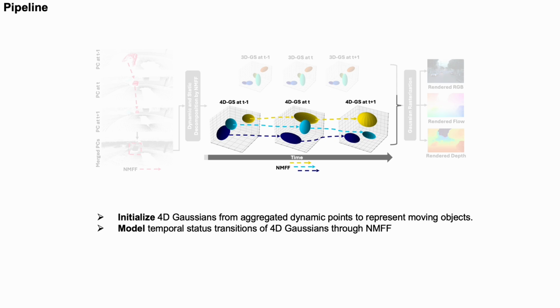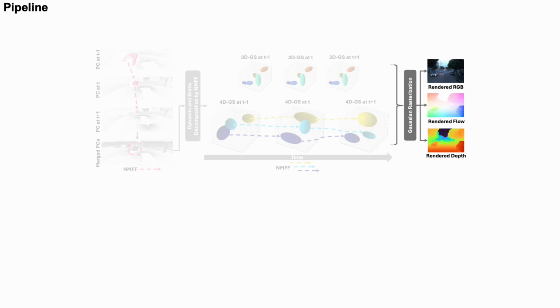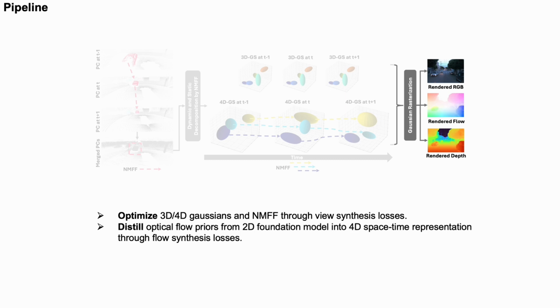We use NMFF to model how each 4D Gaussian moves through time. To render an image at a target timestamp, NMFF transforms the 4D Gaussians from the reference time to the target time. We then perform image rasterization using both the 3D and 4D Gaussians. Our pipeline renders RGB, depth, and optical flow images. We optimize both the Gaussian attributes and NMFF using image-based rendering losses. To further enhance NMFF's motion representation, we introduce an optical flow rendering loss that distills knowledge from a 2D foundation model, bridging 2D motion cues with our 4D space-time representation.